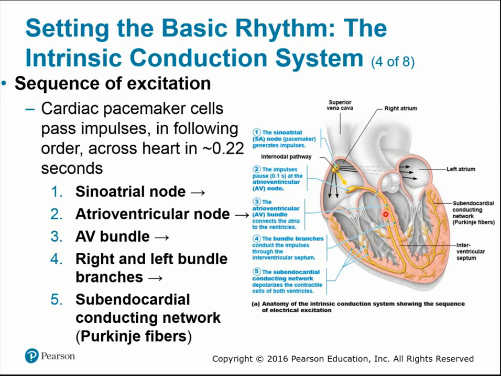Right? So as we continue toward the apex of the heart, we get to the subendocardial conducting network, sometimes referred to as the Purkinje fibers. These are going to come back up the sides of the heart, back up toward the atria.